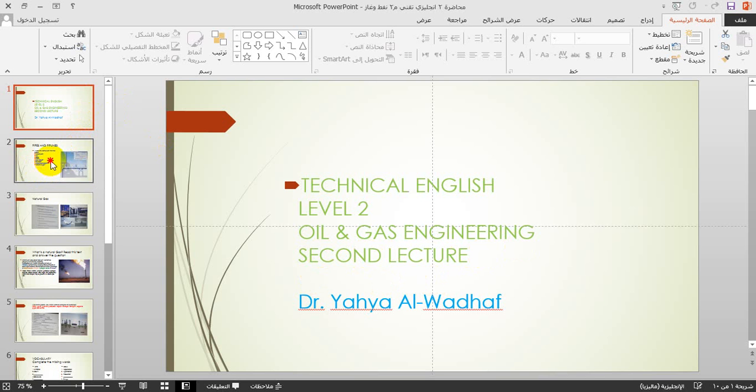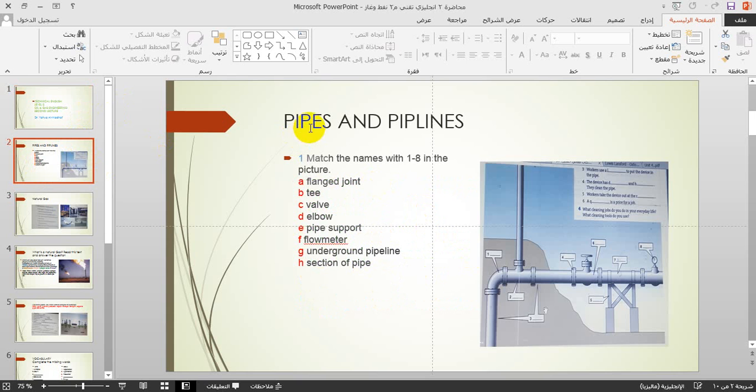We start with slide number 2. The title here is Pipes and Pipelines. Oil pipeline supplies, as shown in the picture. This is an illustrative picture of an oil pipe and its components. There are about 8 components, and on the left you have 8 names for the 8 parts: A, B, C, D, E, F, G and H. You have to match the names with 1 to 8 in the picture.